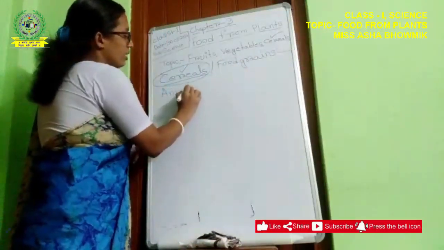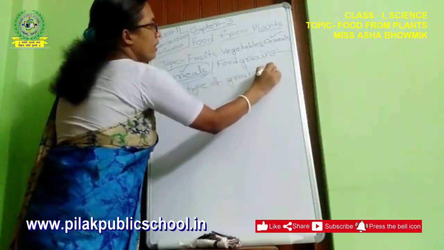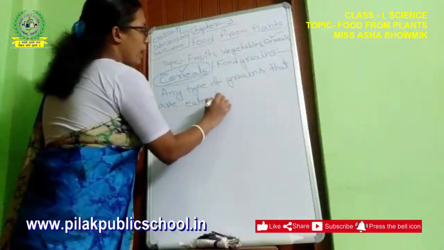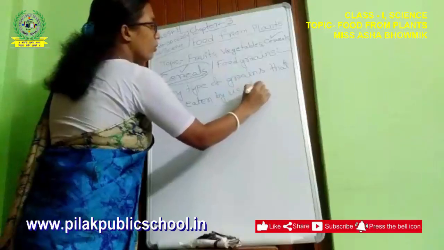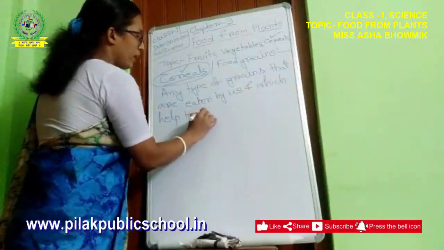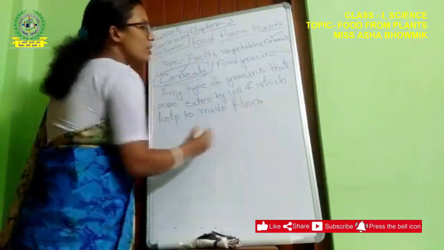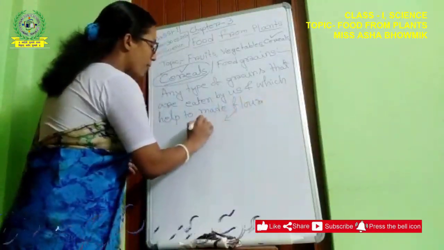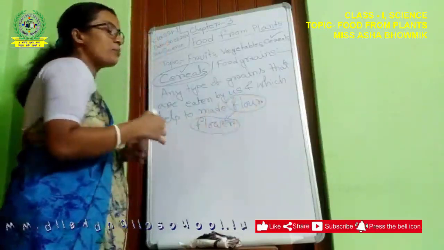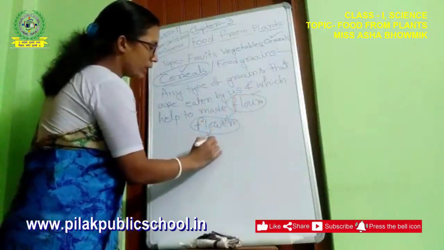Any grains which are eaten by us and help to make flour. F-L-O-U-R, flour. We also know another word, that is flower, F-L-O-W-E-R. The pronunciation of both words is the same, but their spelling is different and their meaning is also different. We discuss this flour, not this. This means blossom. Okay.